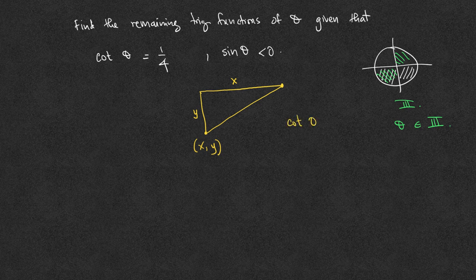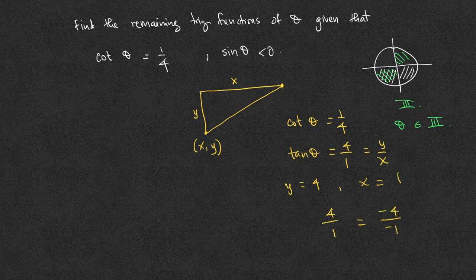Since cotangent of theta is 1 over 4, tangent of theta is 4 over 1, but tangent of theta is y over x. We cannot make y equal 4 and x equal 1 in this case because in the third quadrant, y is negative and x is negative. This is a quick fix because 4 over 1 is the same as negative 4 over negative 1. And so we would make y equal negative 4 and x equal negative 1.